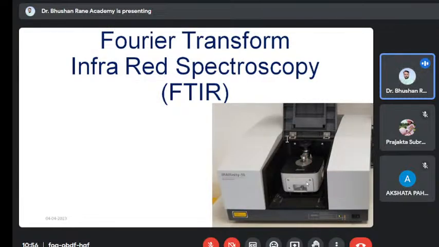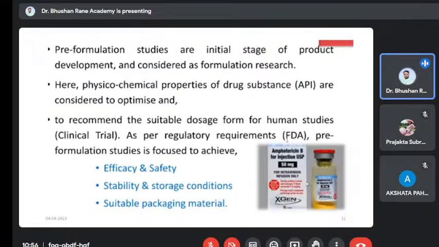Next is the FTIR. Infrared Fourier transform spectroscopy is also one type of absorption spectroscopy, in which you can confirm drug molecules in the state of solid, liquid or gas by using different sample assemblies. During pre-formulation and post-formulation studies, confirmation of the drug and compatibility studies, whether our drug interacts with the excipients utilized, are to be investigated by FTIR.